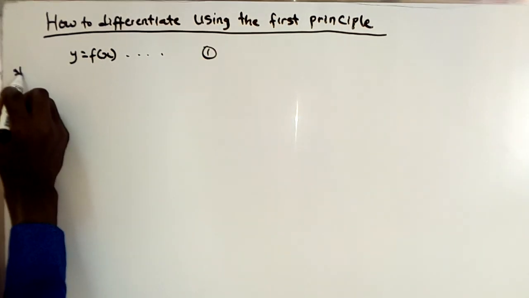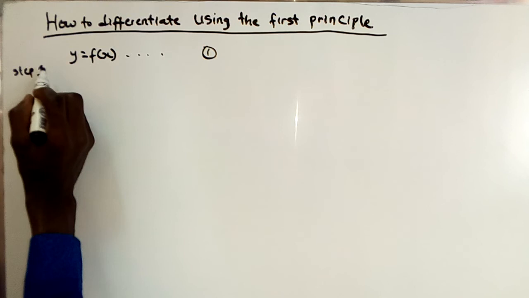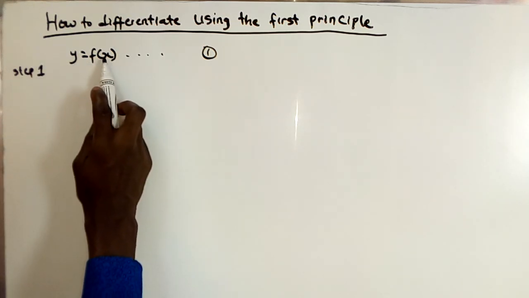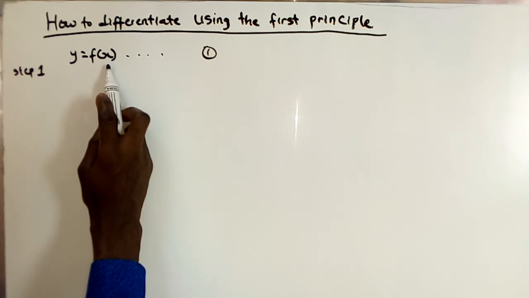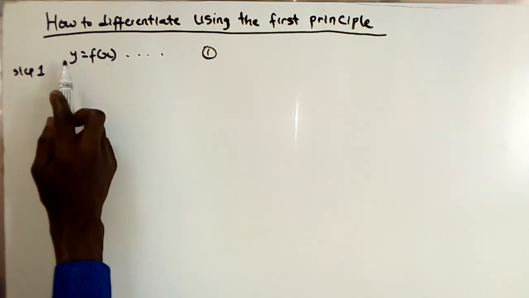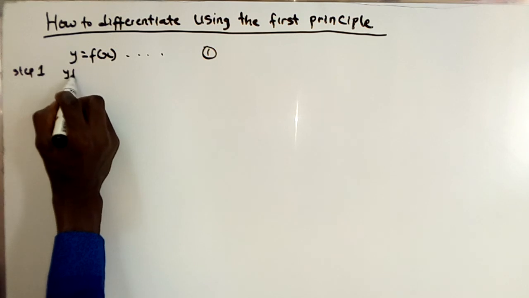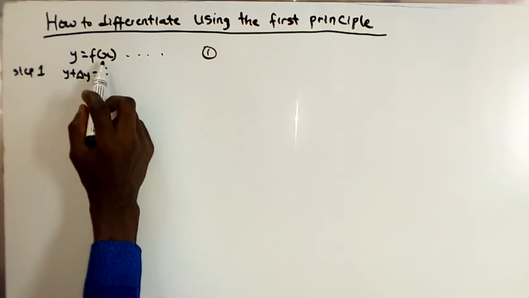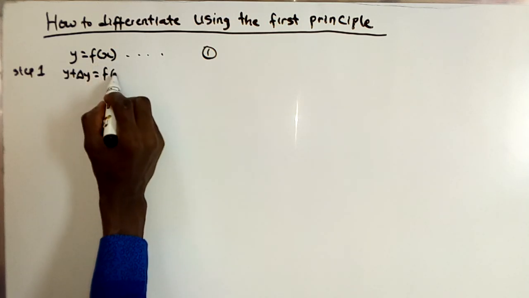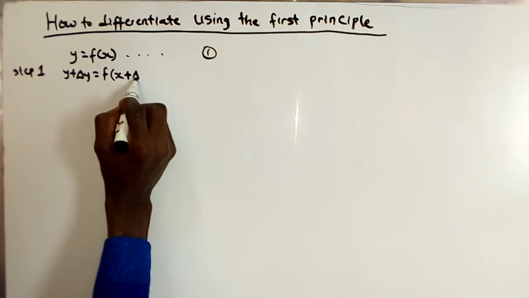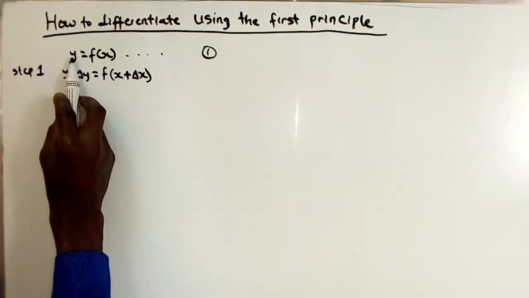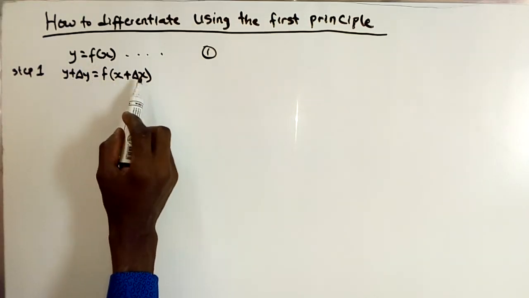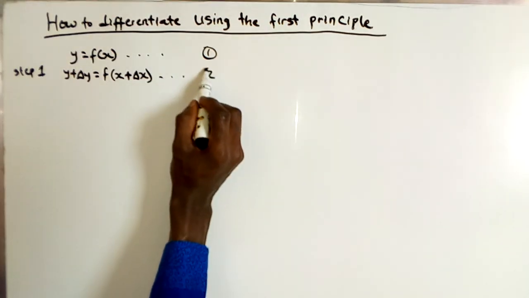Now the first step, step 1, is increase y by changing y and increase s by changing s. That means wherever we see y, we write in the place of y, y plus changing y is equal to f of, wherever we see s, write in the place of s, s plus change in s. So we increase y by changing y and s by changing s. Now let's call this our equation 2.